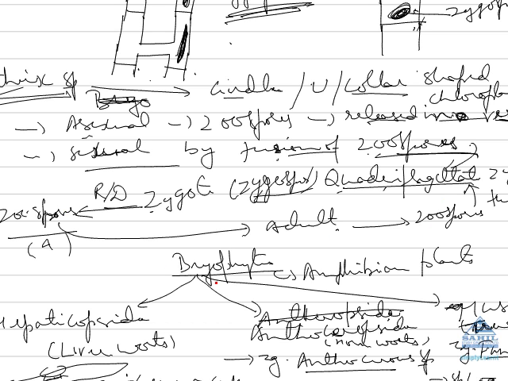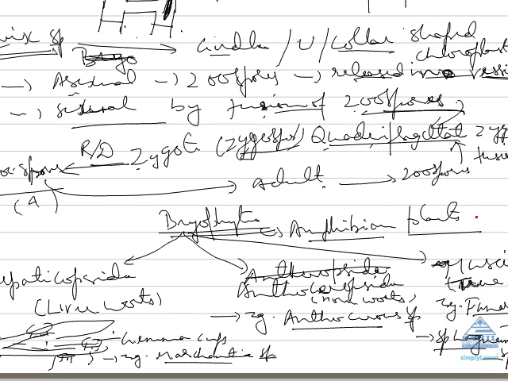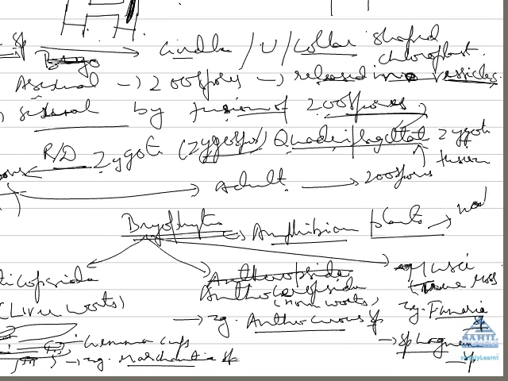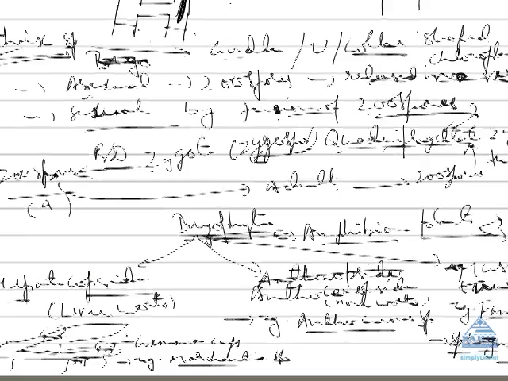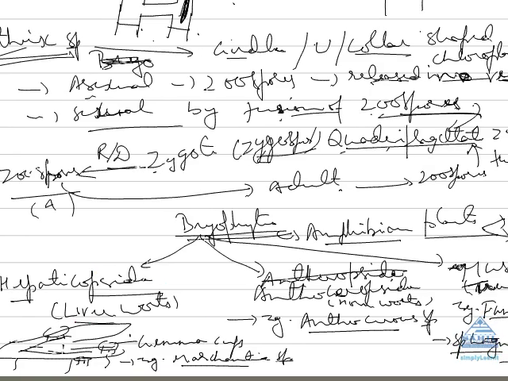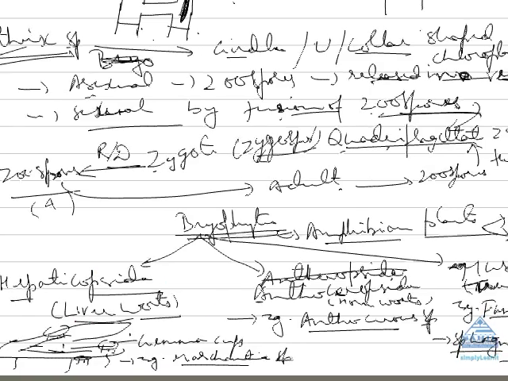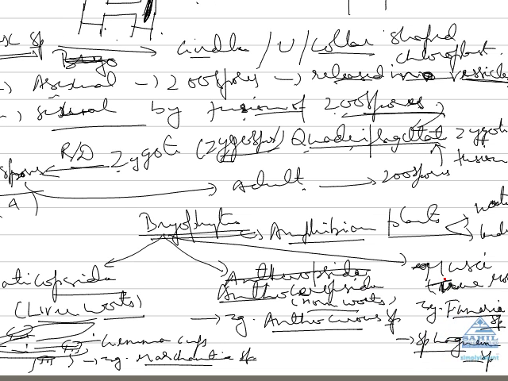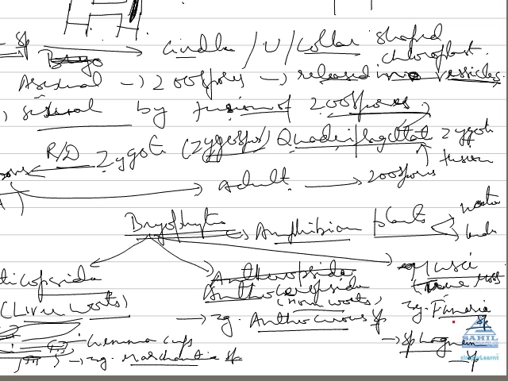Now, coming to bryophytes. Bryophytes are known as the amphibians of the plant kingdom. Why are they called so? Because these plants need water and land both. Hence, they are known as amphibians. They are classified into three classes: Hepaticopsida or liverworts, which resemble the liver; Anthocerotopsida or hornworts, which resemble horns; while Musci are the true mosses.